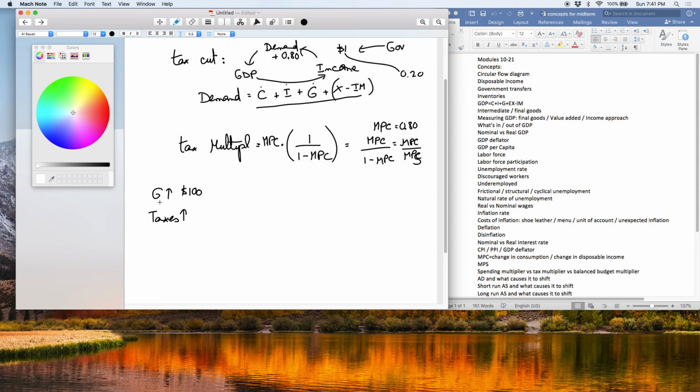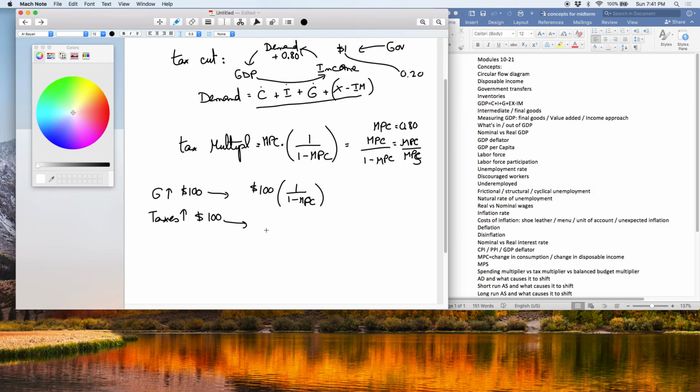So when they increase spending, that grows the economy. When they increase taxes, that shrinks the economy. So let's say that they increase taxes by 100 and they spend $100 more. So as far as the government's budget is concerned, they're running a balanced budget, right? So what happens? Well, for the $100 the government spends, okay, the effect on the economy is 100 times 1 over 1 minus MPC.